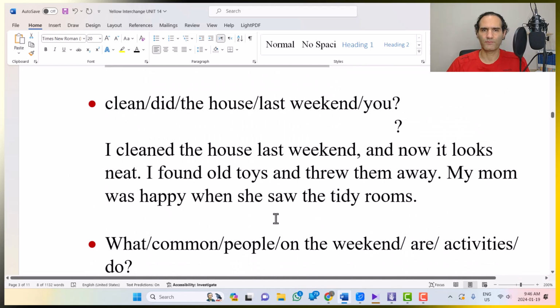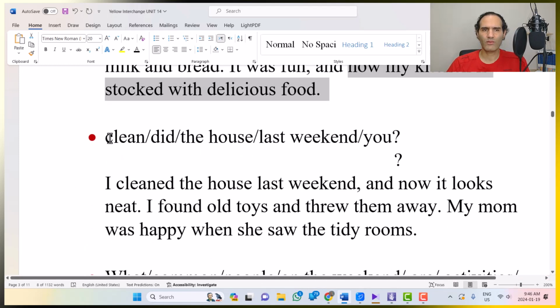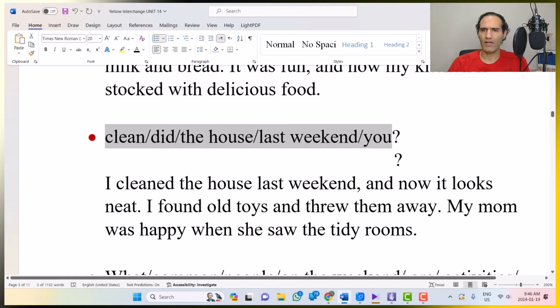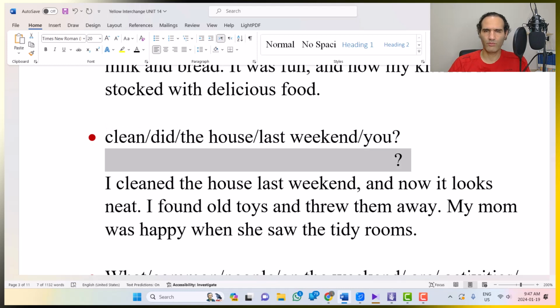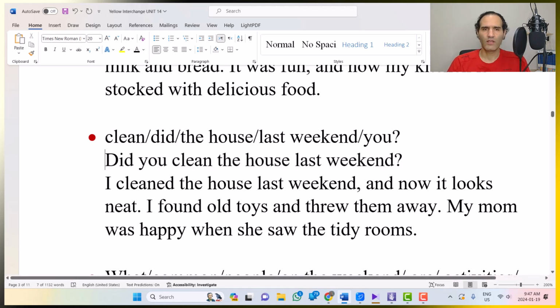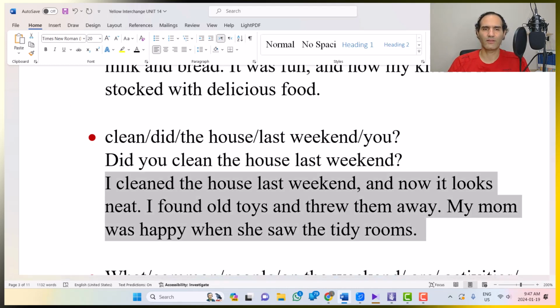Now, this one. Please unscramble. Because we don't have any WH word, we put "did" in the beginning. Did, subject, you, verb, clean, object, the house, last weekend. Okay, so that's how you put them in order, or how you unscramble the sentences. Did you clean the house last weekend? Pause the video and answer.